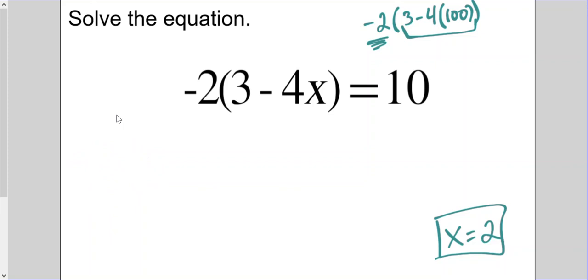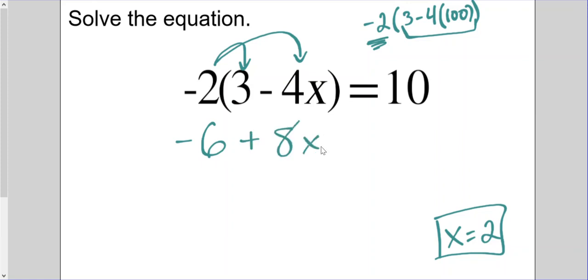So instead of dividing that negative 2 away right away, I'm going to simplify this expression. I'm not really changing anything about the problem. I'm just combining stuff that I'm allowed to combine. That's really what simplifying is. So that gives me negative 6 plus 8x equals 10. And now I'm still working backwards from order of operations, so that means I'm canceling out this negative 6 first by adding 6 to both sides.